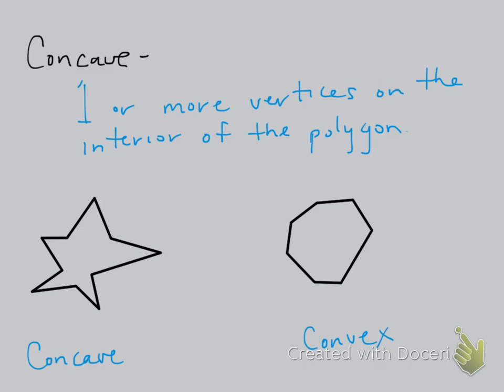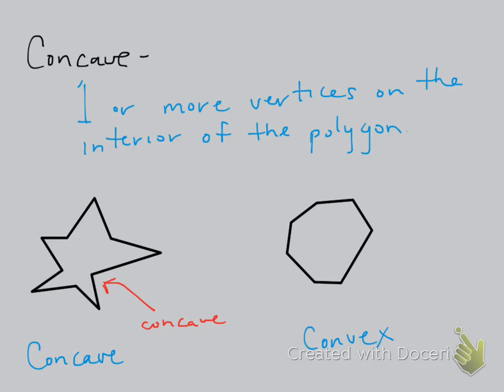Here's our definition for concave. It's one or more vertices on the interior of the polygon. So if you look down here at this warped star, you're going to see that this is a concave polygon because this vertex is almost inverted, okay? But it is what we would call concave because it is on the interior of the polygon, okay? Those create what we call oblique angles, which we're not going to talk about in this particular unit.